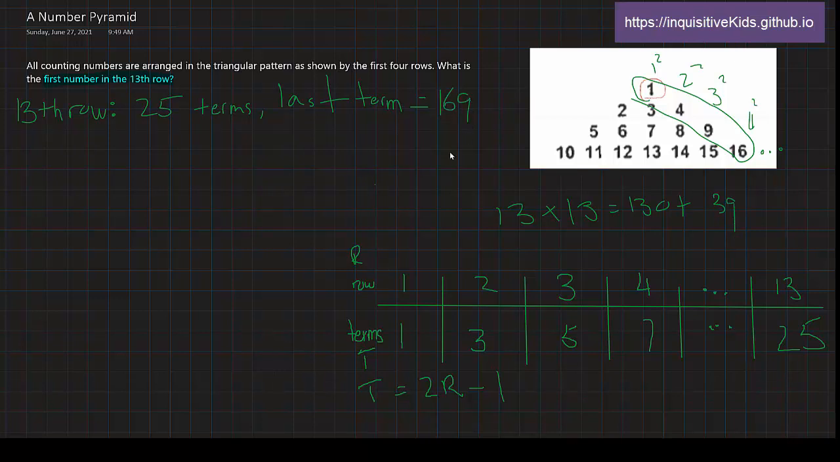The last term is 169, so we just have to go back 25 terms. Well, this 169 itself is the 25th term, so all we have to go back is actually 24. 169 minus 24 is equal to 145. So guess what? Here's our answer. The answer is that the first number in the 13th row is 145.